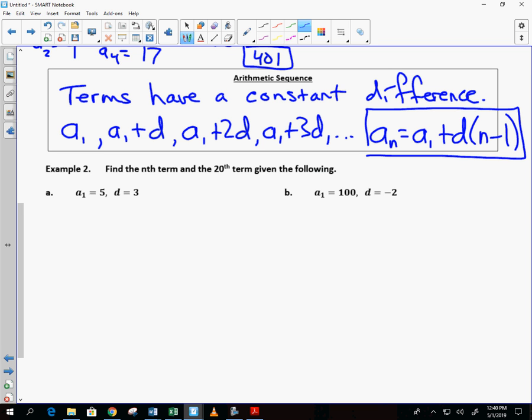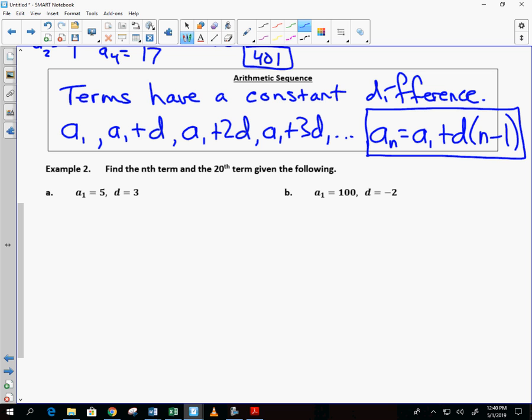You can see how we generate the arithmetic sequence. We take the first term, and then for the second term we add a difference. And then for the third term we add 2 of those differences. For this term, we add 3 of those differences, so on and so forth. The formula for an arithmetic sequence is a sub n is equal to a sub 1 plus the difference times n minus 1.